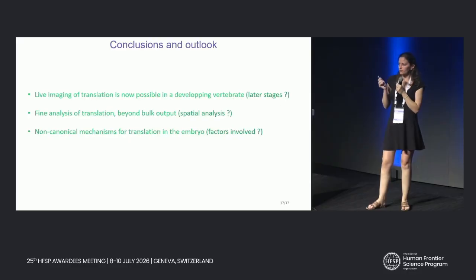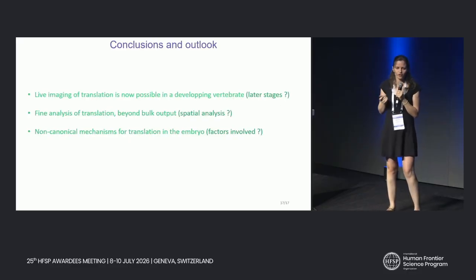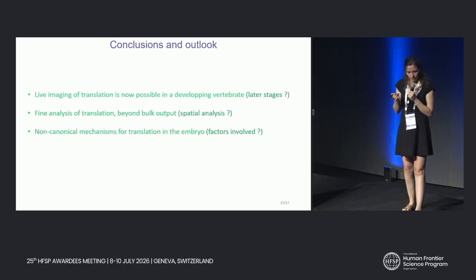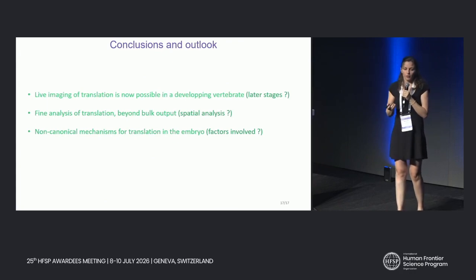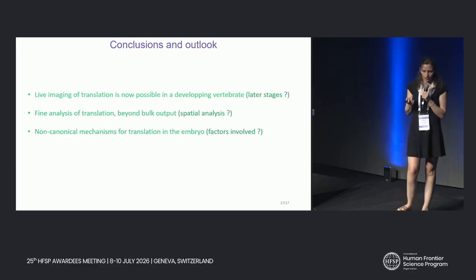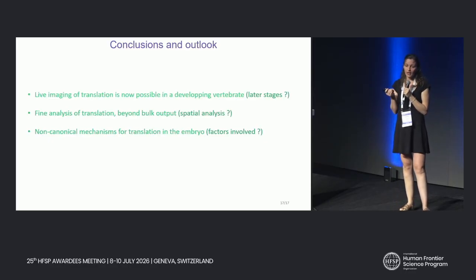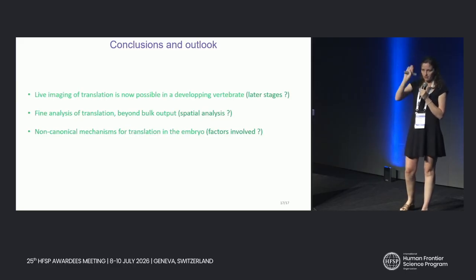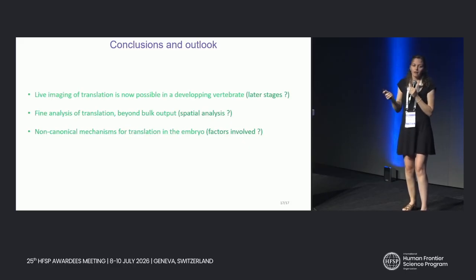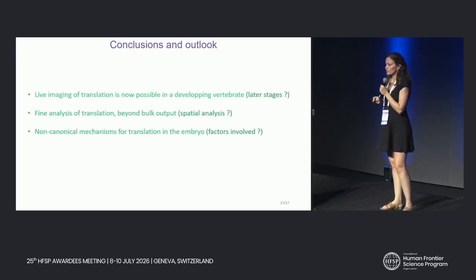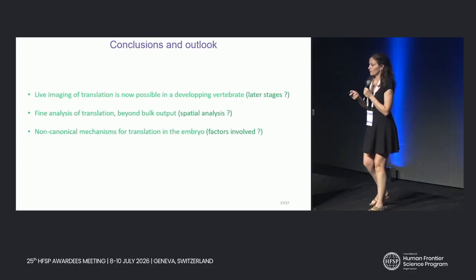So the conclusions come down to 3 bullet points. First, we did for the first time live imaging of translation in a developing vertebrate. We are now trying to look at later stages, if this is possible. We also show that a fine analysis of translation is now possible, and we are now trying to do this analysis with spatial resolution, within the BMP2B gradient. And then for this non-canonical mechanism for translation in the embryo, we are now trying to identify the factors involved.